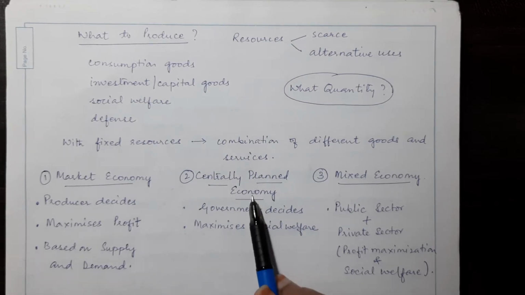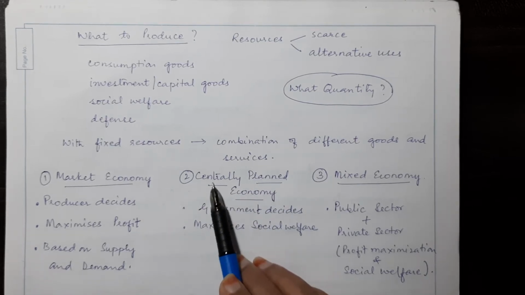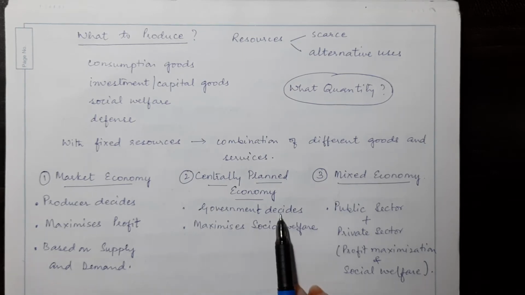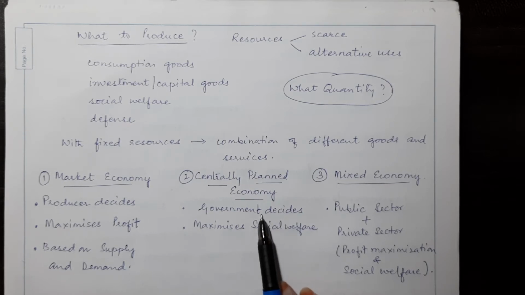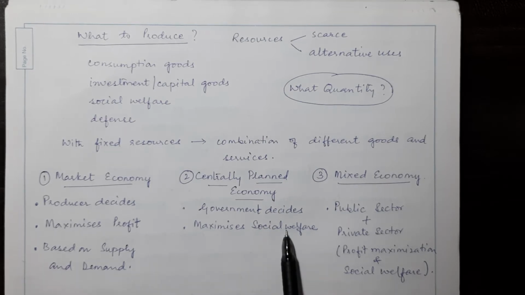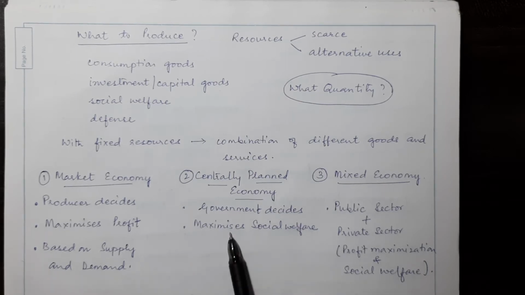There is another economy called centrally planned economy. A centrally planned economy is taken care of by the government. Here we can see centrally planned. So the central authority or the government decides what type of goods to produce or what to produce. Now, since the government is taking care of it, it would look into maximizing social welfare, right? So here, social welfare is maximized. It wouldn't look into profit maximization because it is looking into equality, bringing in equality in the society.